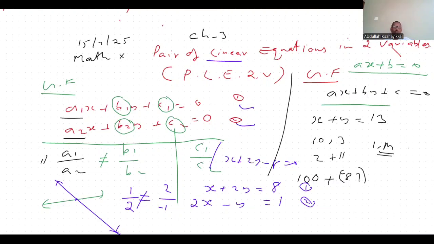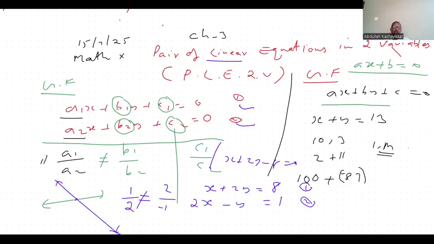Now, how can we solve this one? The second and third conditions I told you. A1 by A2 is equal to B1 by B2 is equal to C1 by C2, that means many solutions. Third one, no solution: A1 by A2 is equal to B1 by B2, but not equal to C1 by C2, the constants are not equal.